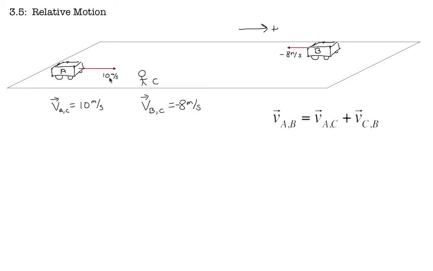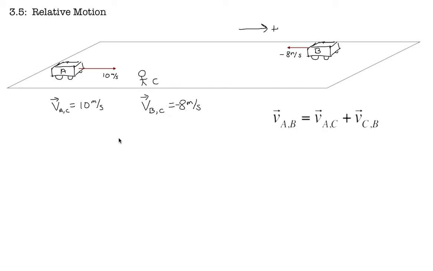So the velocity that you have here is what C sees A doing, and the velocity that you have here is what C sees B doing. And the way that we write relative velocities is the velocity of A with respect to B. So what this term here means is A as seen by B. So 10 meters per second here is really the velocity of A, this object, as seen by C, or with respect to C. And then the negative 8 meters per second is the velocity of car B with respect to C as well, also what this person sees.